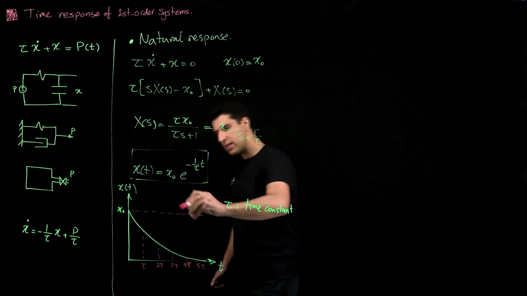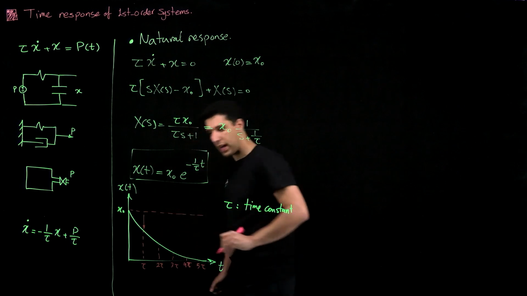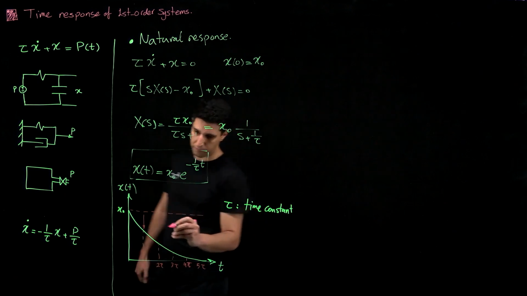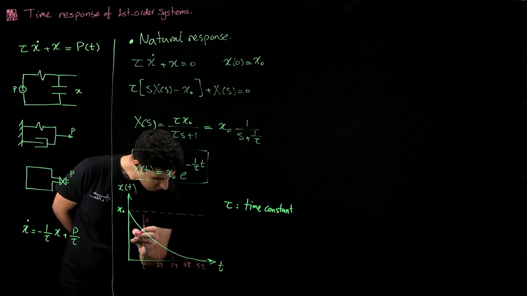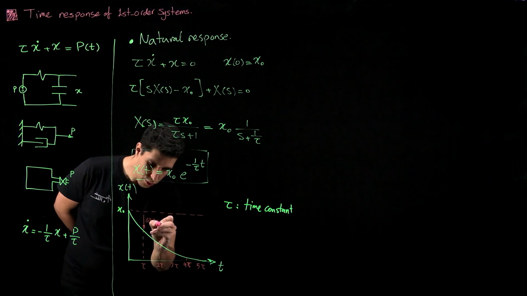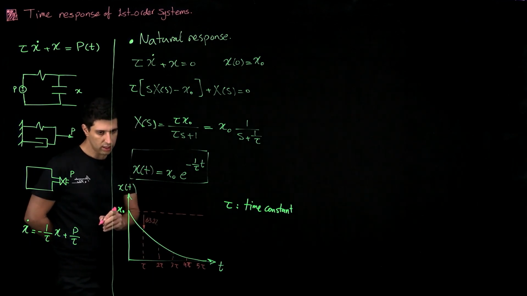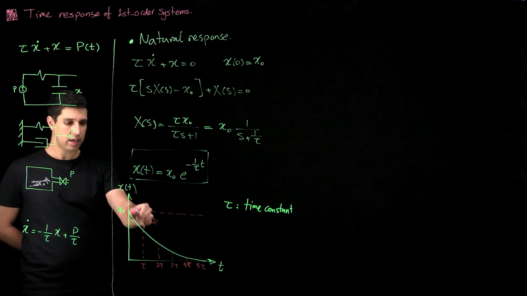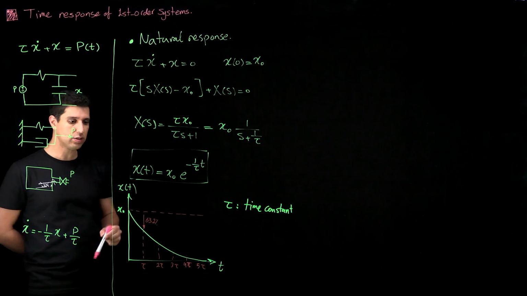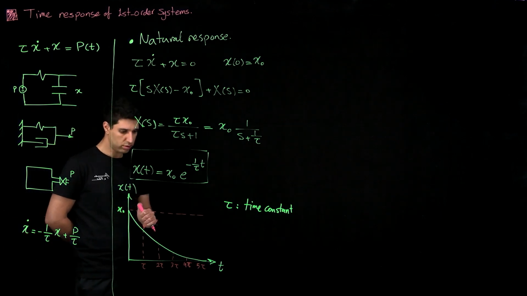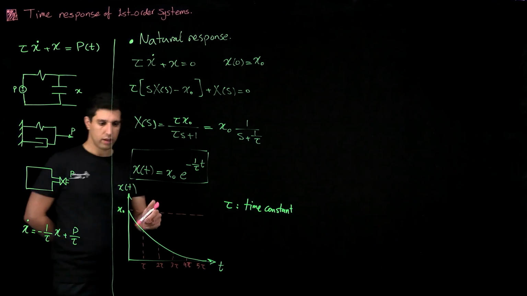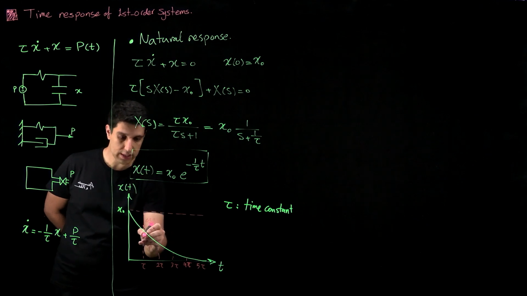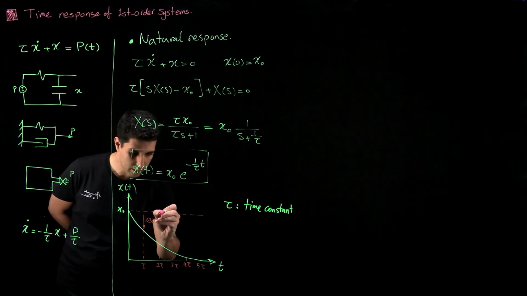So as soon as one time constant has passed, well, my figure is not very characteristic, but that's fine. We lose 63.2%. So immediately one time constant after the response begins, the value drops by 63.2%. It loses 63.2% of its original value.